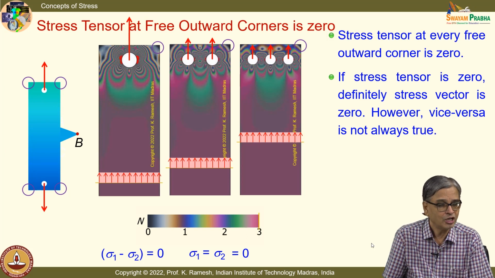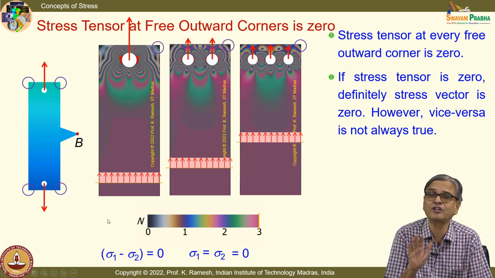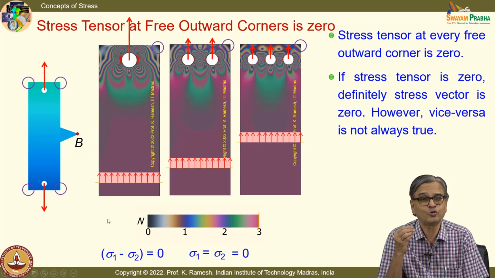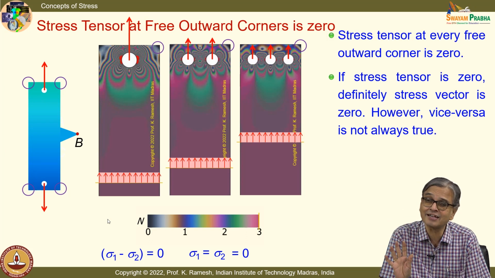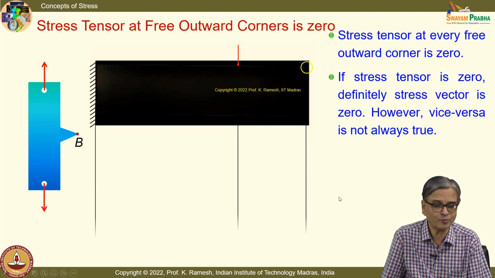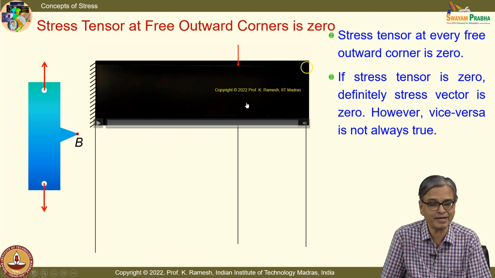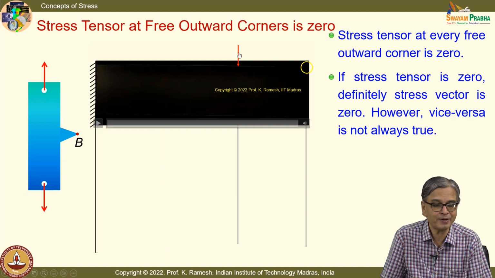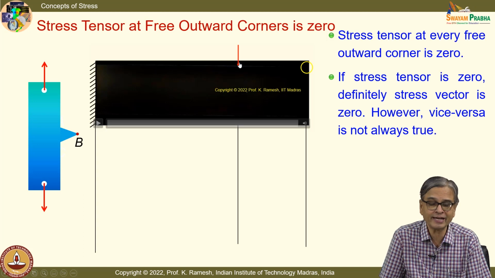Fine. So like I have this, see, these are also free corners. These are also free corners. All these free corners, whether you do it by analytical approach, mathematical approach, experimental approach or numerical approach, you have to get the stress tensor as 0. This is one of the indirect checks. The same thing, you can see in a cantilever beam. I have a cantilever beam. I have applied the load here. Can you draw the shear force and bending moment diagram for this?